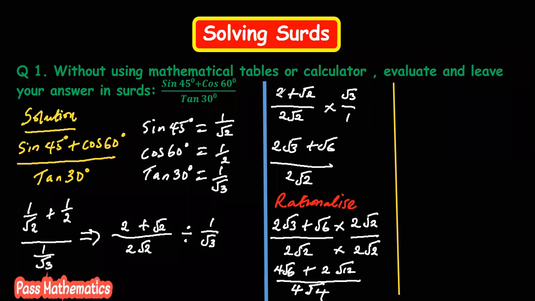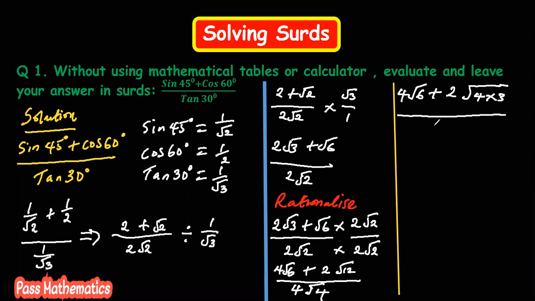We're going to finalize the problem now. So we are going to simplify this, 4 root 6 like this, plus 2. The factors of root 12 are 4 and 3, so 4 times 3, divided by 4. The square root of 4 is 2, so we have this here.